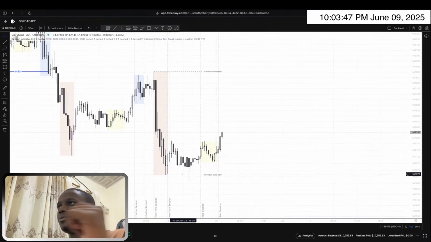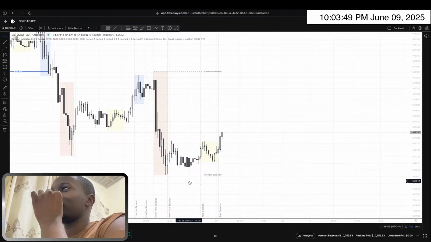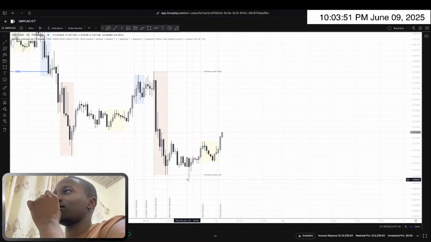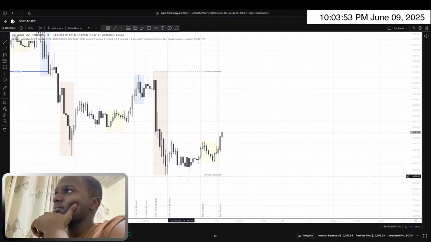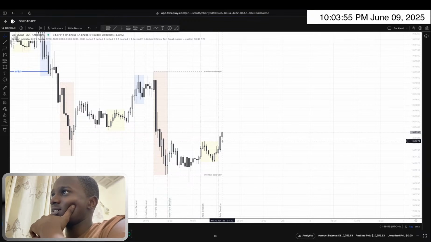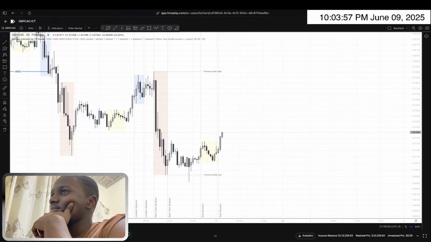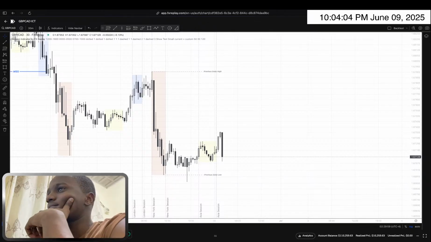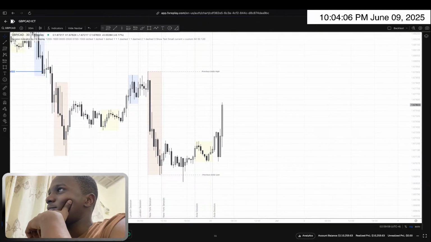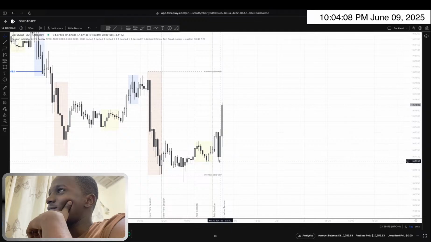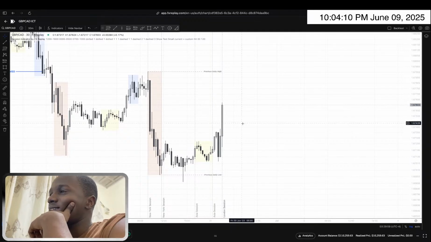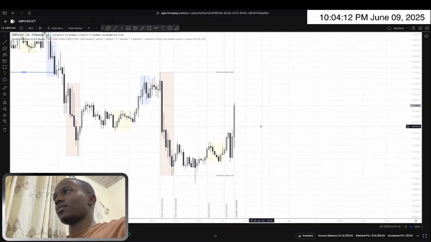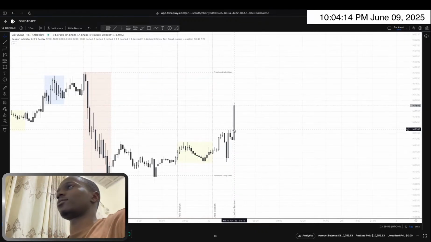So previous day low, we took it out the moment the market opened right there, shifted structure right here, and dropped tremendously. Very unbelievable. And then after the drop, pushed higher. Has London session started yet? Obviously not. So how's London liquidity?